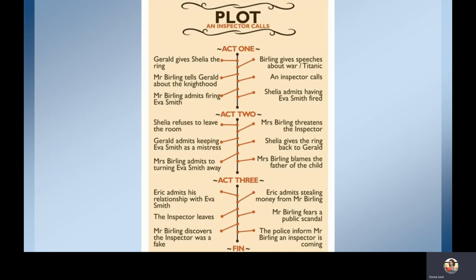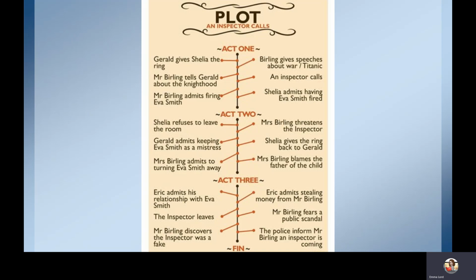And the cliffhanger of Act 2 is when Mrs. Birling has just realised who the father is. Sheila helps her along with that revelation, and Eric enters the room just as the curtain falls at the end of Act 2. Beginning of Act 3, we have Eric's interrogation following on from that. So he admits his relationship with Eva Smith. He then admits stealing money from Mr. Birling. Then the inspector leaves, and we see the fallout from that.